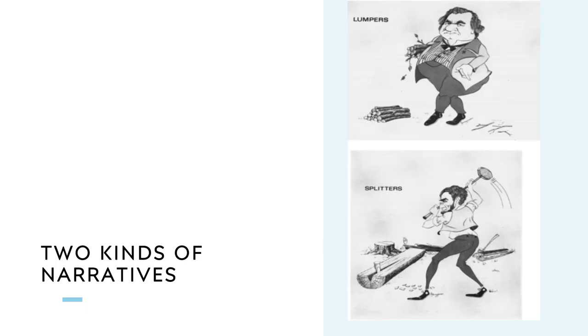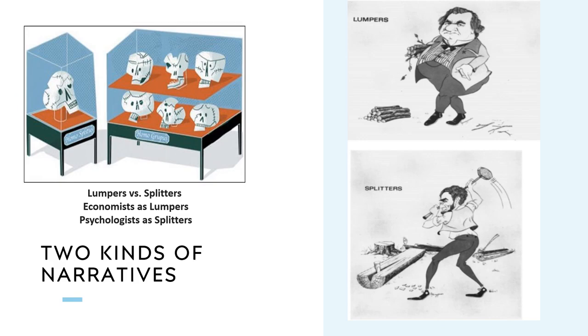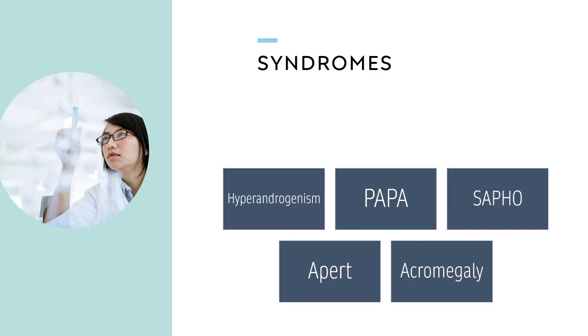So there are two kinds of narratives in medicine: the lumpers and splitters. Lumpers are people who club multiple entities into one, and splitters of course are the guys who keep on dividing one entity into another. For example, there are people who split psoriasis into multiple subtypes, and some lump it into a few. Historically, it's said that economists are lumpers and psychologists are splitters, and that actually applies to syndromes in acne. Now, the other syndromes in acne, and this is the classification that I use.